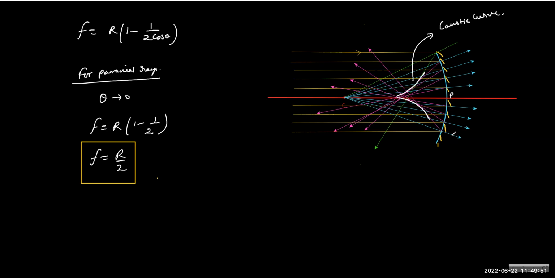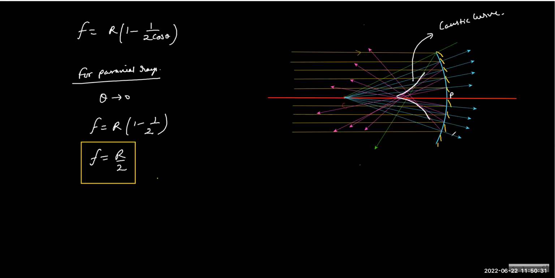And in general, for a given object, if the object is an extended body, the entire shape will be distorted if you have a large concave or large convex mirror. It will be highly distorted. So what we do is, to make sure that the marginal rays do not show their effect, we cover most of the mirror with black paint, and we let only the central part be exposed to the light ray.